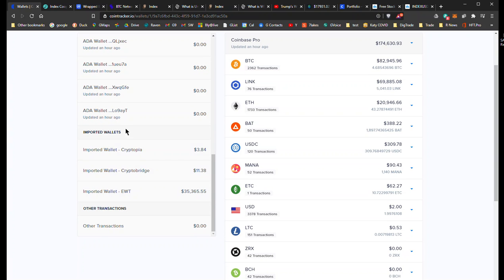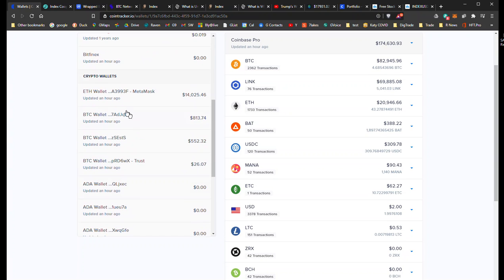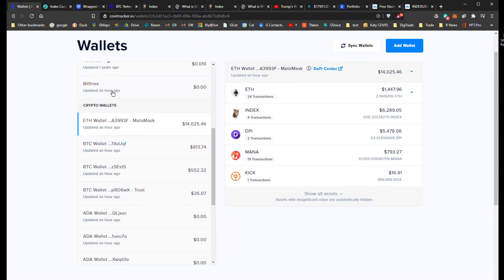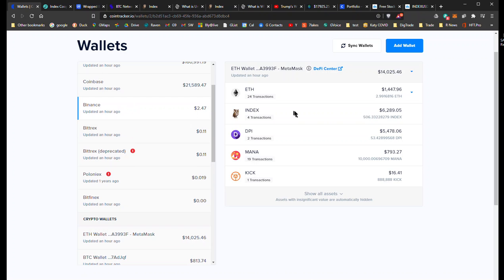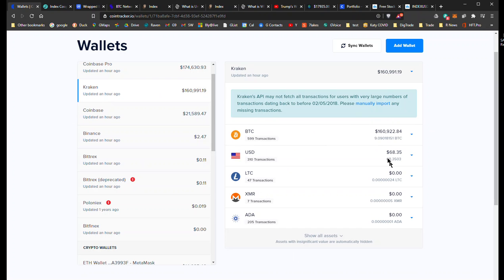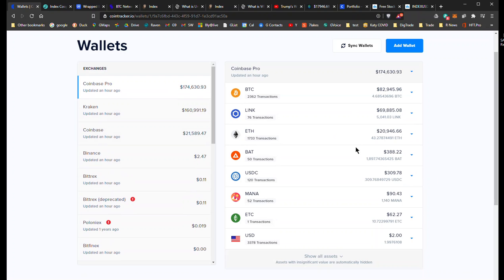So my Coinbase Pro wallet, my MetaMask wallet, it's got this stuff in it. My Binance wallet's got, I don't know, $2 worth of something in it. Probably wasn't worth it for me to take it out. My Coinbase wallet's got those items in it. My Kraken wallet has had those items in it. I still got a fraction of some Litecoin. It tells me how many transactions I had. It adds up all my fees, everything. And then Coinbase Pro.